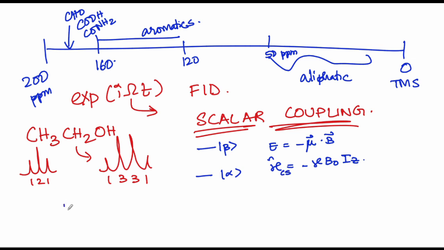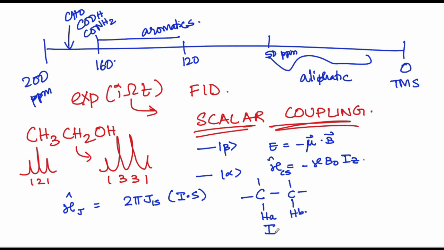Similarly, the Hamiltonian for scalar coupling, which I'll call the Hamiltonian of J, will be given by 2 pi J_IS I dot S between two spins I and S. For instance, let's say we are taking an example of HA and HB. Let's say this is the I spin and this is the S spin. And as always, I will be given as Ix i cap, Iy j cap plus Iz k cap.